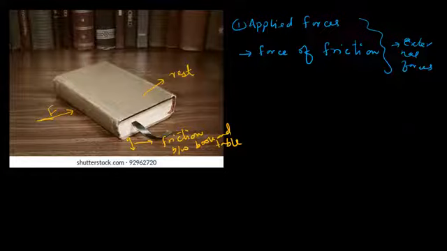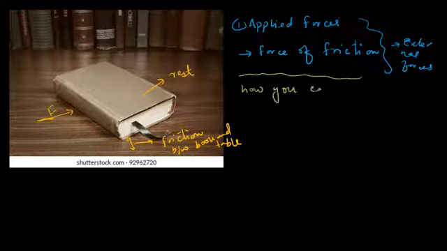These are the external forces, and when you apply the force on the book, you can keep the book in motion by applying a force which is just equal in magnitude to the force of friction, but in opposite direction. How can you keep this book in motion?